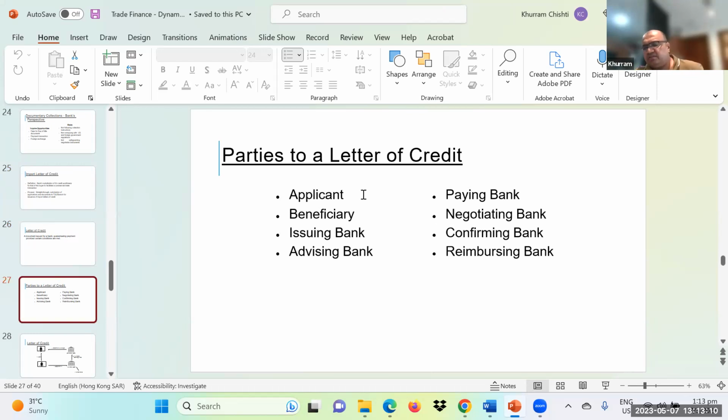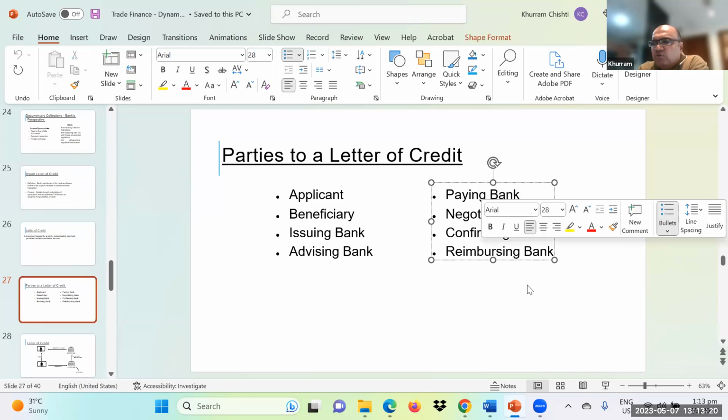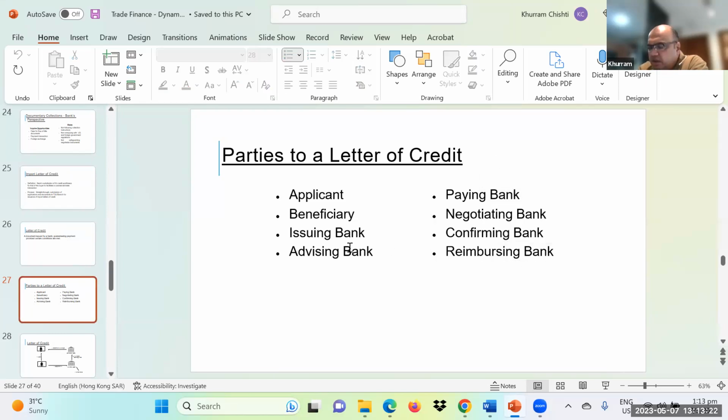Applicant, you know who the applicant is. It is Almaya. Beneficiary, Casey Limited. Issuing bank, NBF. Advising bank is State Bank of India. Paying bank is the bank who pays. It could be the same bank as issuing bank. Issuing bank pays. Negotiating bank. For now you said same as advising bank.